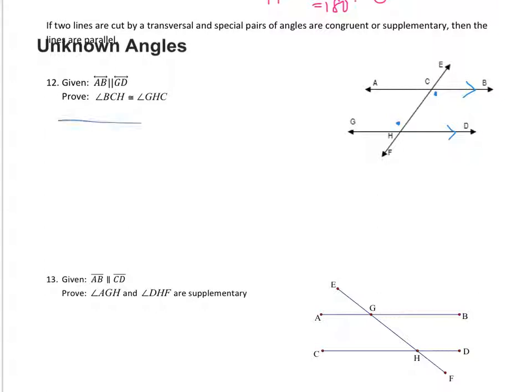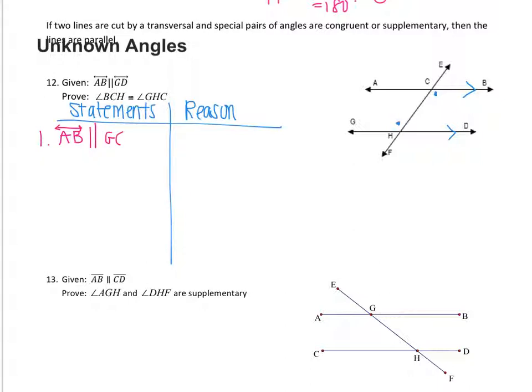So I'm going to start by making my T-chart. The left side is always statements, and the right side is always reasons. You always start a proof with what you're given. So step 1, I was given that AB is parallel to GD. And the reason for that is because it was given.